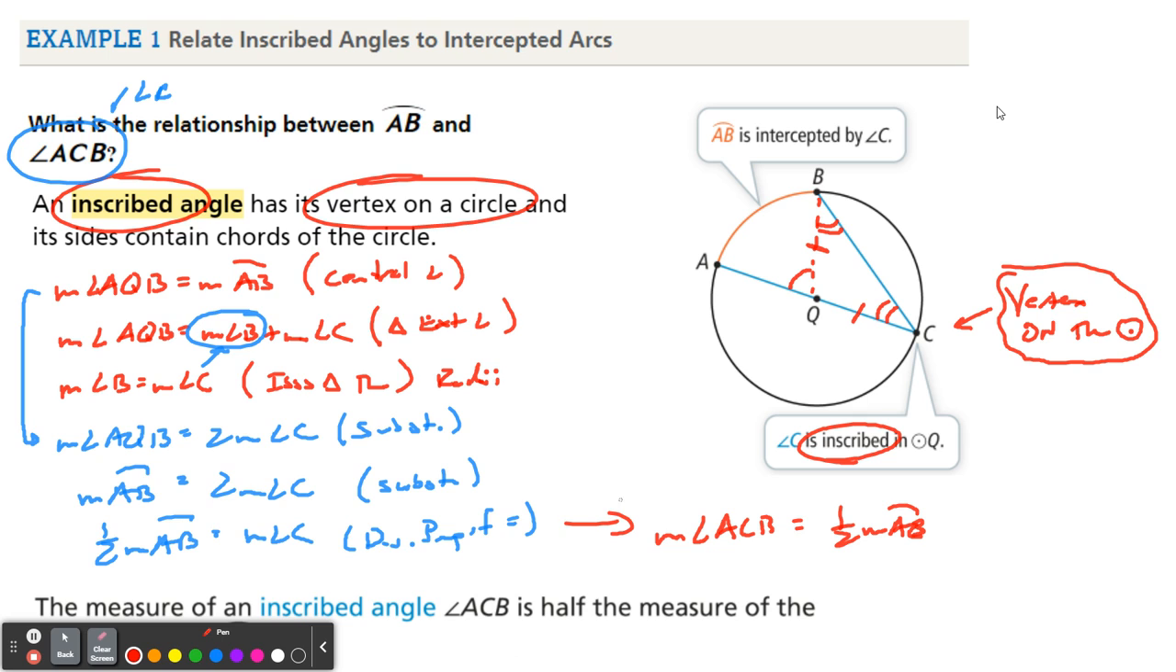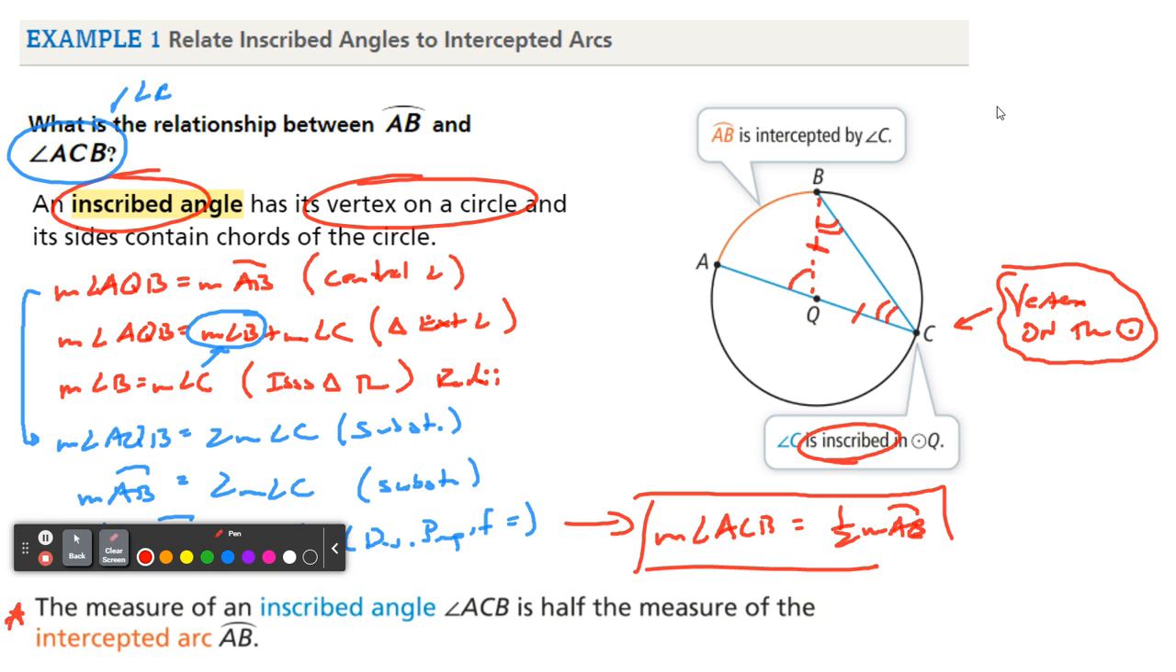This is the big idea. Inscribed angle is half its arc. I have it written right down here. The measure of an inscribed angle is half the arc. Inscribed angle is half the arc.